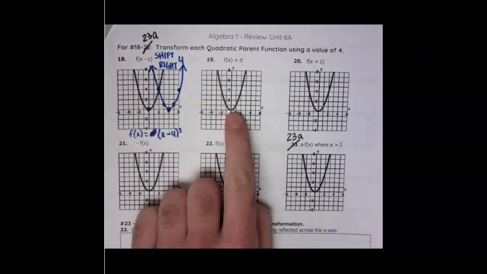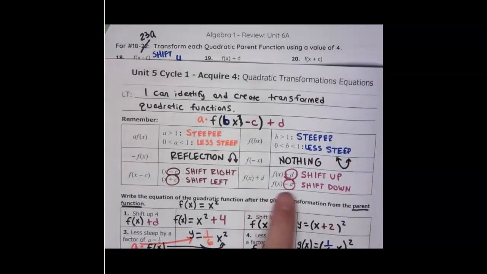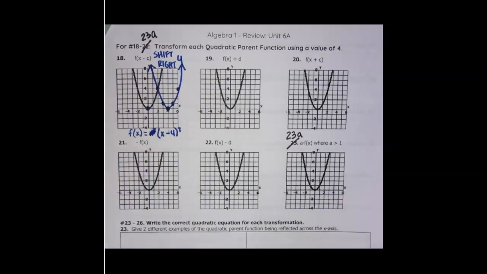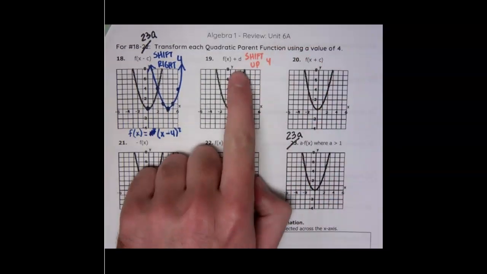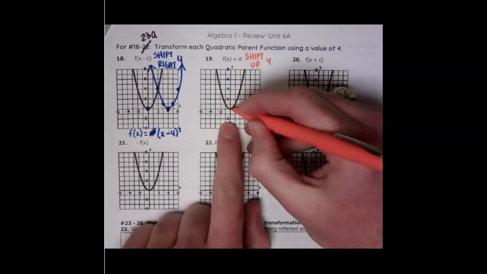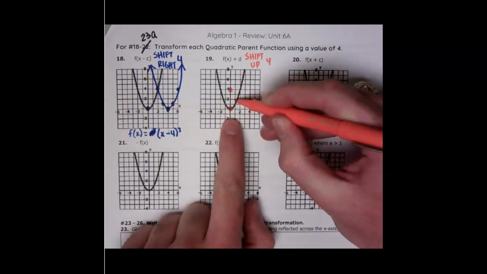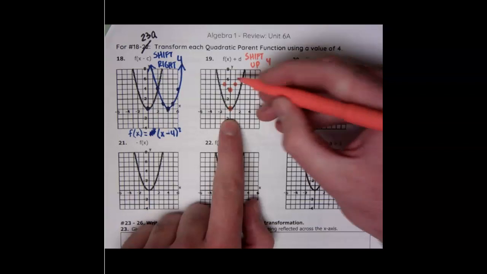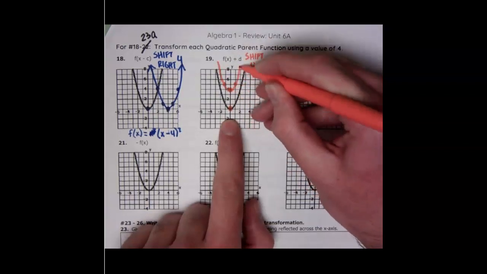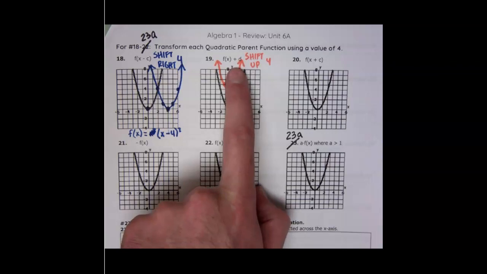Okay? Now this one, it says plus d. So let's take a look at what that would be. If you look here, plus d is going to be a shift up. And it says I need to use a value of 4. So I'm going to have a shift up 4. Again, when I do a shift, I always shift my vertex. So I'm going to move this vertex up 4. 1, 2, 3, 4. I could move this point up, 1, 2, 3, 4. Move this point up, 1, 2, 3, 4. And that should be enough for me to draw a quadratic. Okay, so my new quadratic would be a shift up 4 because it's plus d.